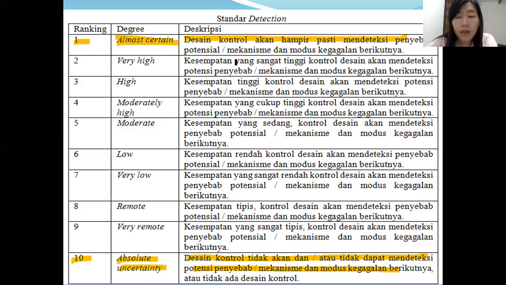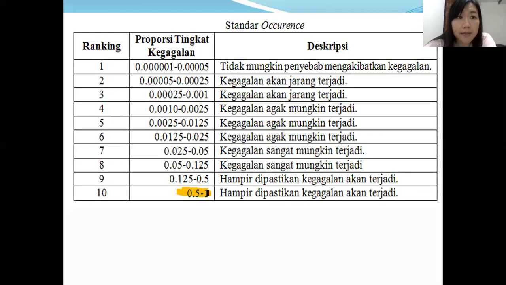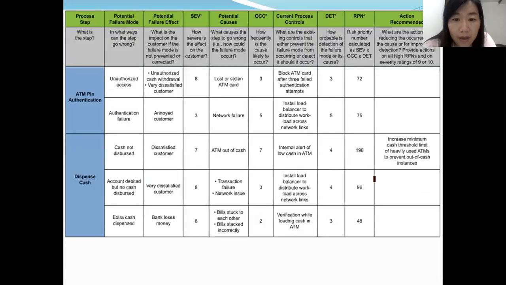Next, occurrence, usually in numbers. If 50% happen, we categorize it as ranking 10, and then if it seldom happens, it might be 1%, lower than 1%, we can categorize it at level 5, higher than 1%, we can categorize it level 6, and so on. Yeah, so that's it. So this is the example of the FMEA in the ATM.